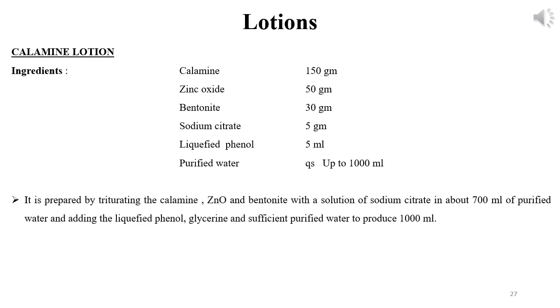So this is the procedure used for the preparation of calamine lotion. It is prepared by triturating the calamine, zinc oxide, and bentonite with a solution of sodium citrate in about 700 ml of purified water, and adding the liquefied phenol, glycerin, and sufficient purified water to produce 100 ml of the calamine lotion.